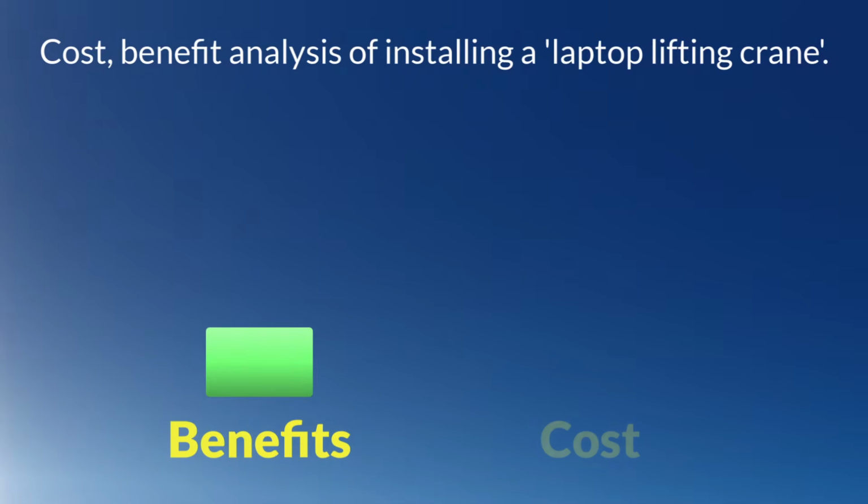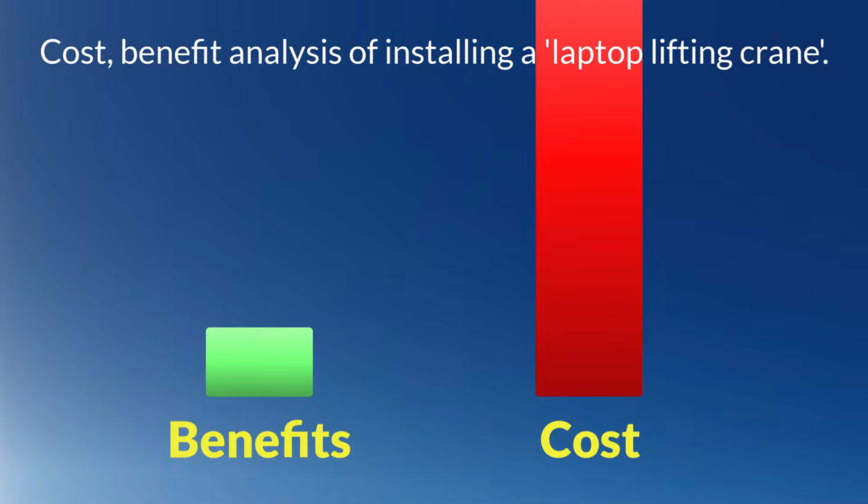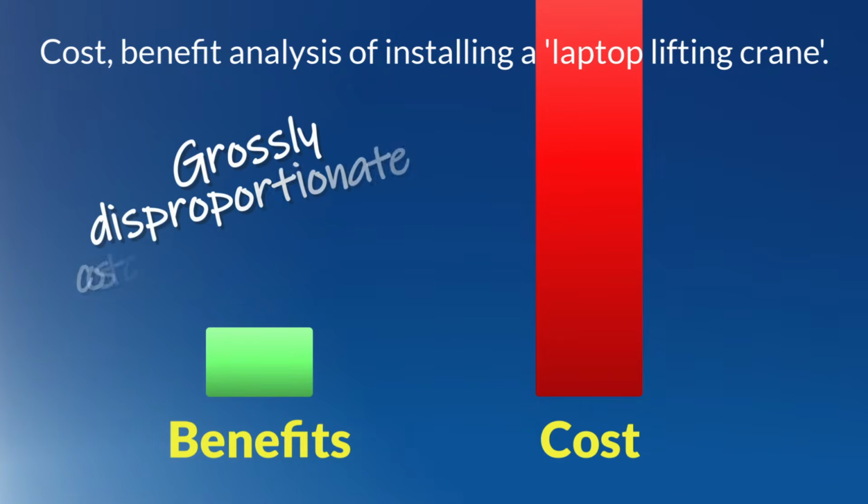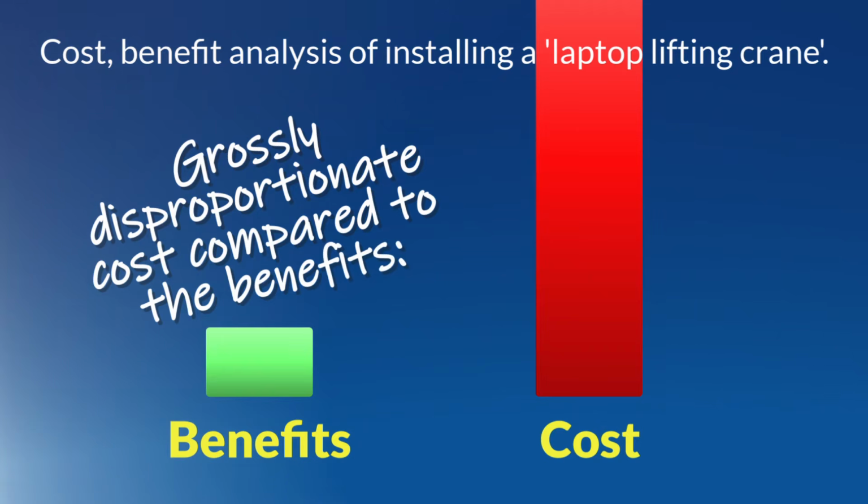Therefore, the benefits must be tiny. And if the benefits are tiny, well, let's compare it to the cost of the crane. It's enormous compared to the benefits, isn't it? That would be a grossly disproportionate cost compared to the benefits. Now, just because the crane is grossly disproportionate doesn't mean that you are free to do nothing.